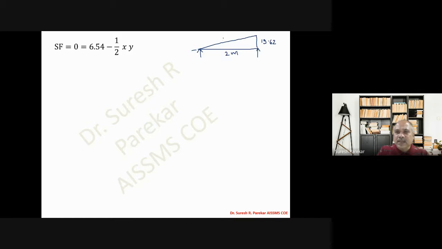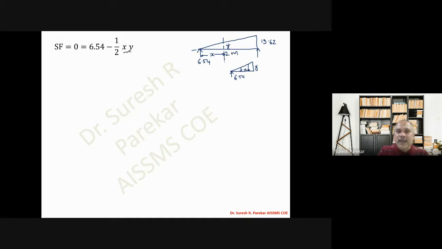Now let us consider that at a distance x we have shear force 0, and the load intensity there we will call y. We have a reaction of 6.54. So we consider only this portion: this will be x, this will be y, and this will be 6.54. This load is acting in the downward direction. So we have 6.54 minus half x into y.